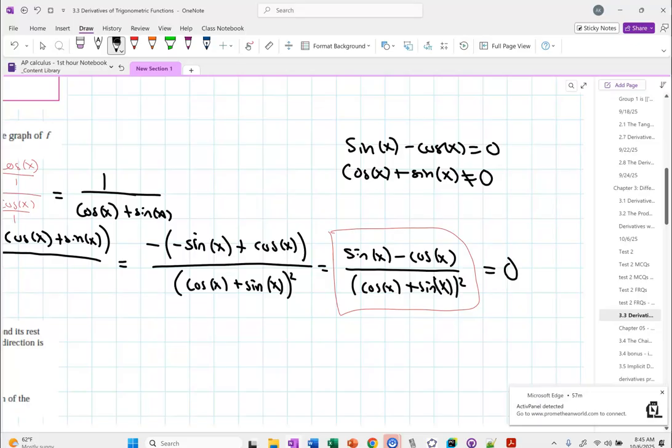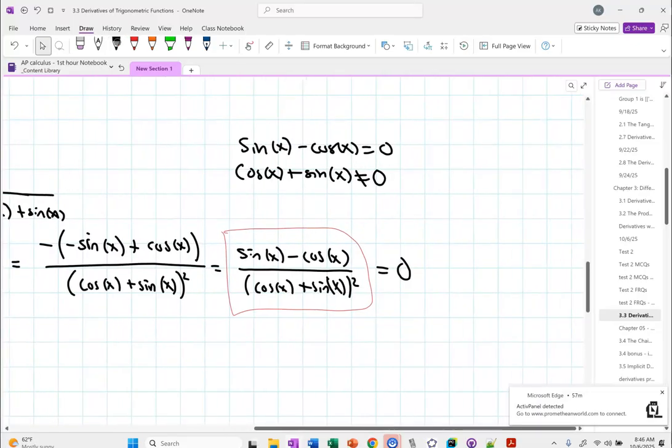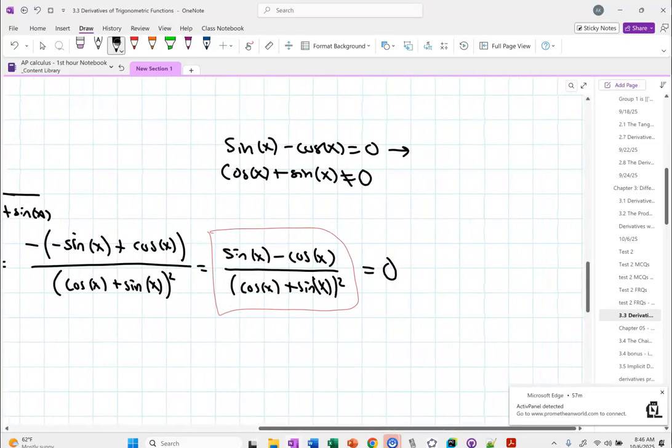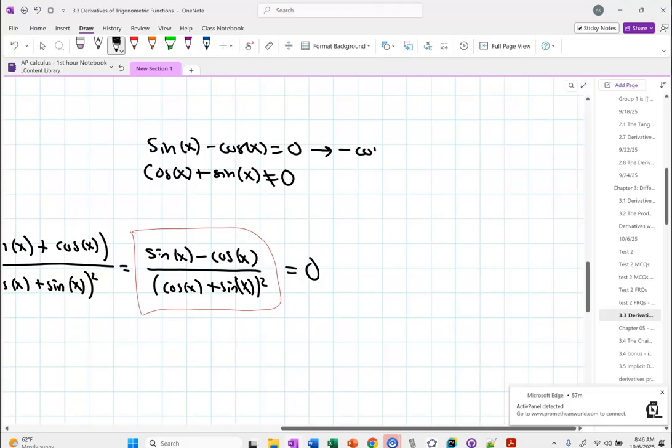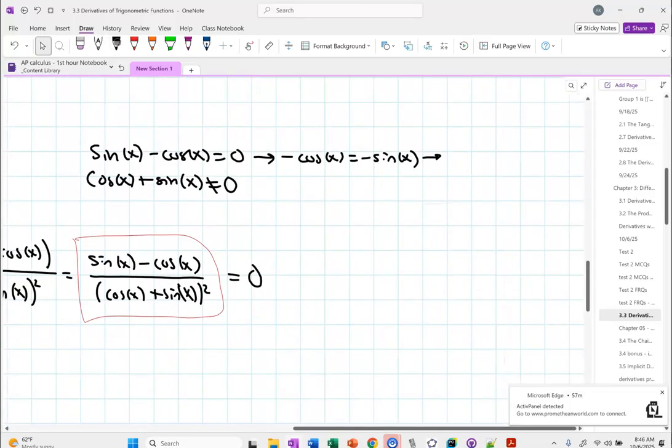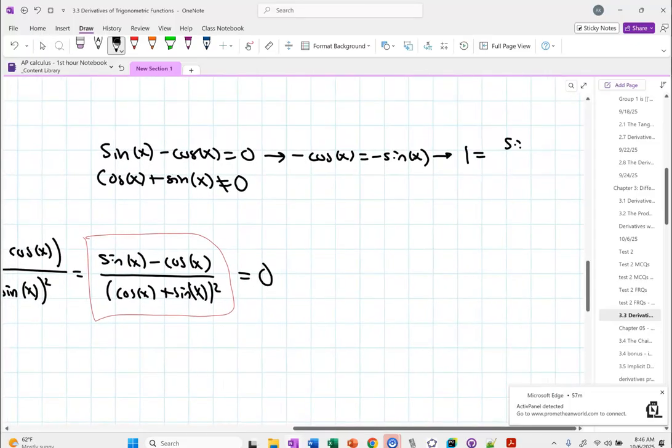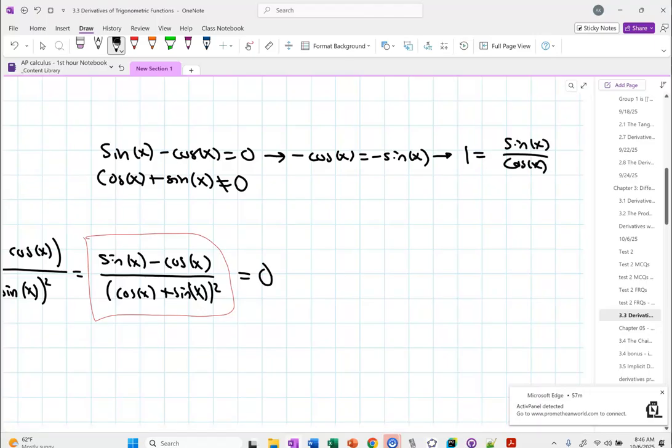Trig skills are so rusty, guys. Always have been. All right. So I would subtract sine from both sides, and then divide both sides by negative cosine x. And what's sine x over cosine x? Tangent. Is tangent equal to 1?